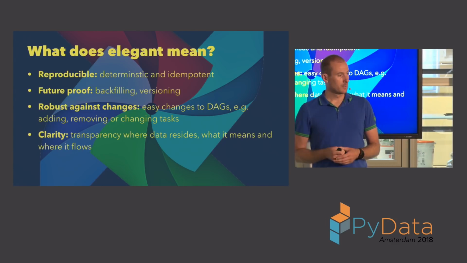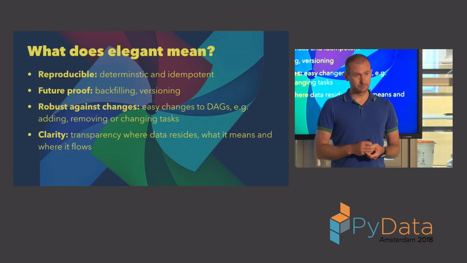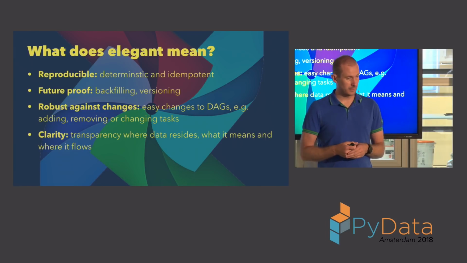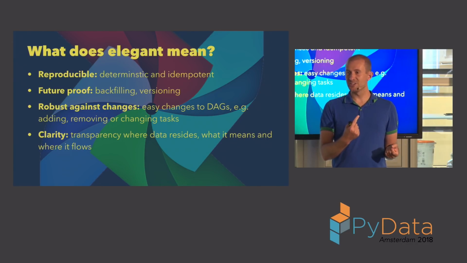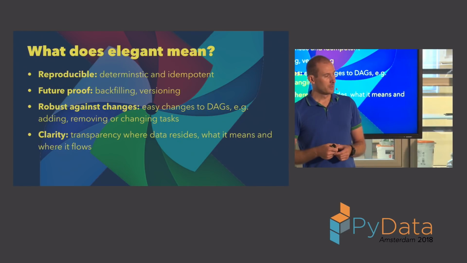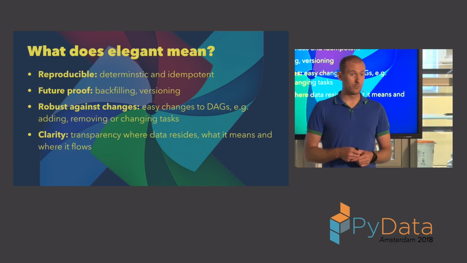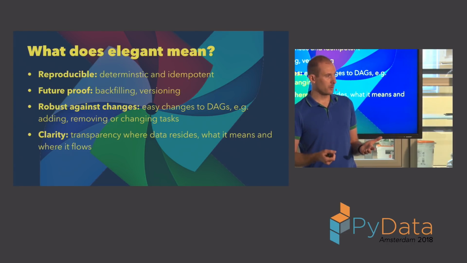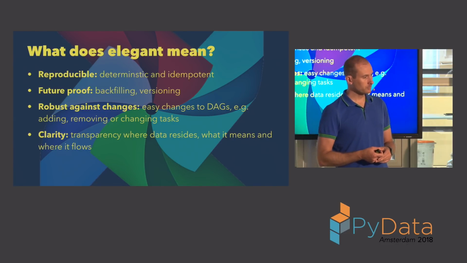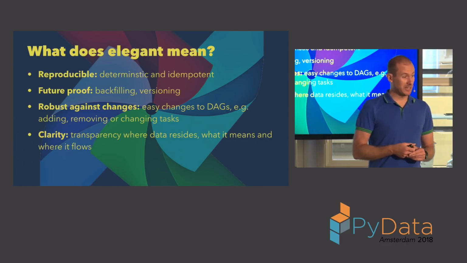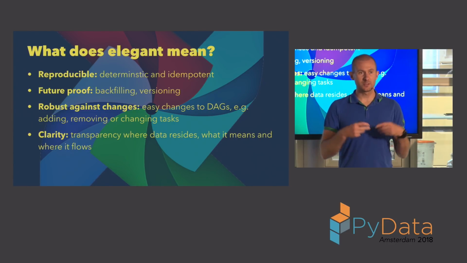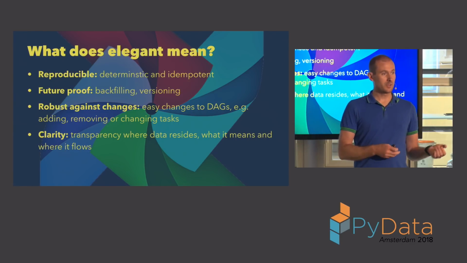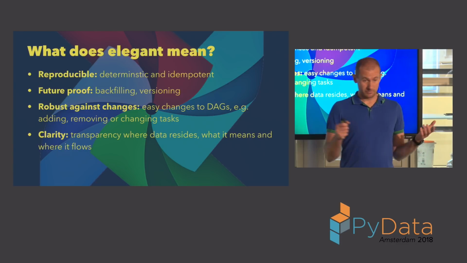That's important. They also need to be future-proof. This means that you can do backfilling, and backfilling, we'll go into that a little bit later, allows you to actually change history because they are future-proof. And you need to do versioning, versioning of your data and versioning of your code. People very often forget that you need to version your data as well. And you need to be robust against changes, easy changes to the DAG. The world around us changes every day, and that you will be updating your DAGs accordingly will definitely happen.